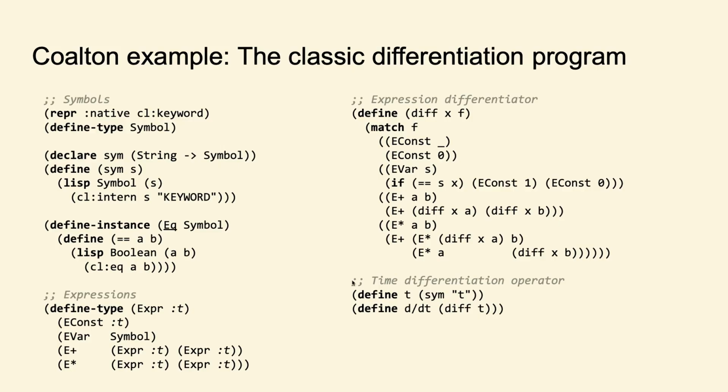And then finally, maybe a little bit more interestingly than some of these previous things, we have 2 things here. One, we can define t as the symbol t. So in Coalton, we're not automatically using the Common Lisp package, which means we can finally use the variable t. And second, we can define a differentiation operator, which is this diff function applied to just a single argument.